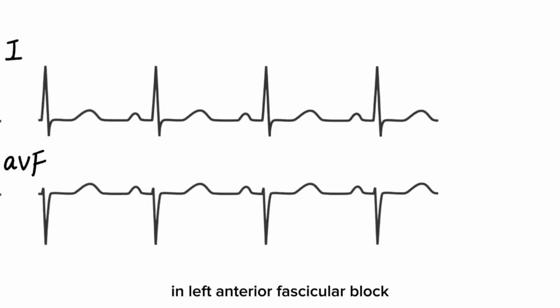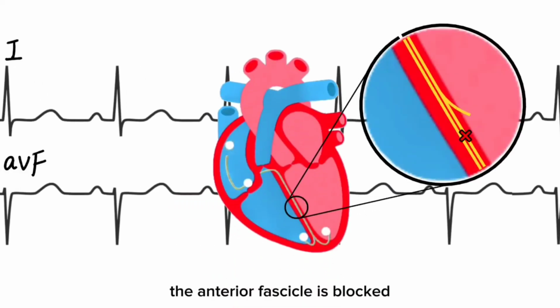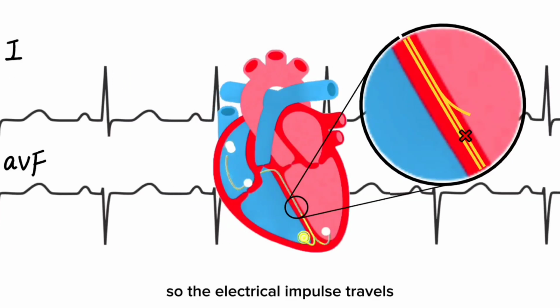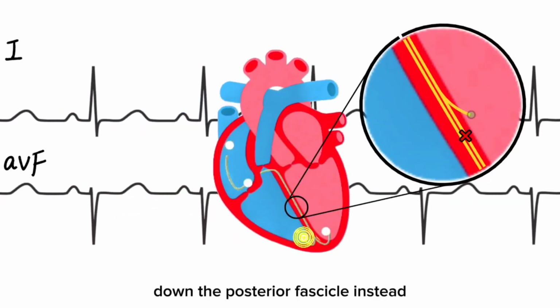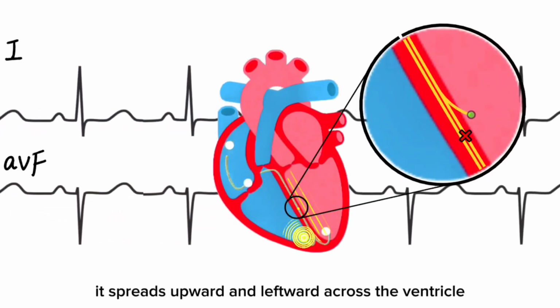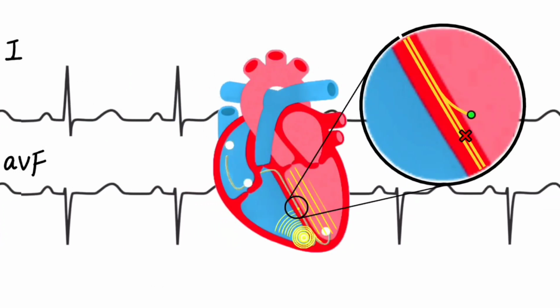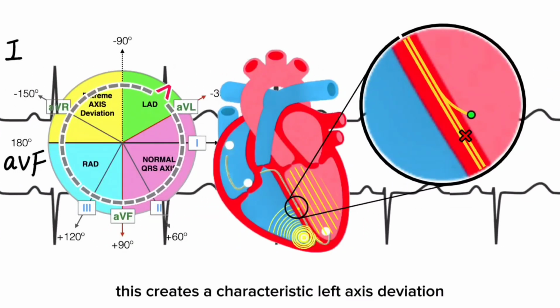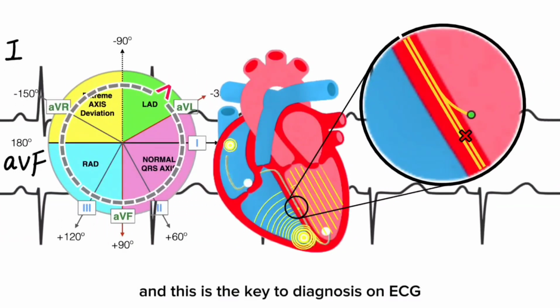In left anterior fascicular block, the anterior fascicle is blocked, so the electrical impulse travels down the posterior fascicle instead. From there, it spreads upward and leftward across the ventricle. This creates a characteristic left axis deviation, and this is the key to diagnosis.